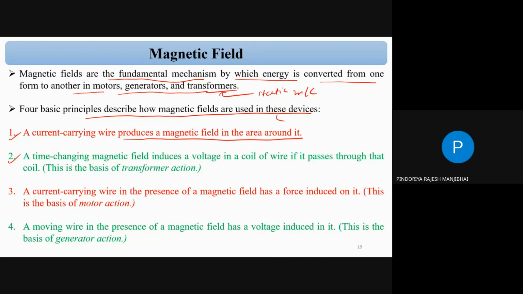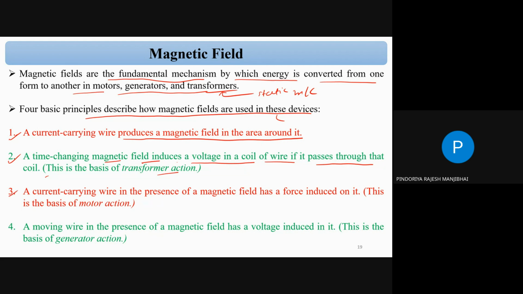Second, a time changing magnetic field induces a voltage in the coil. Yes, so there is Faraday's law. We can say the induced EMF is minus N d phi by dt, correct? So a time changing magnetic field induces a voltage in the coil of wire if it passes through that coil. This is the basis of the transformer action, correct? Induced EMF is minus N d phi by dt.